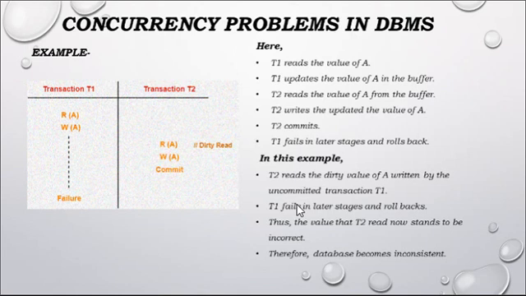Then T2 writes on data item A and commits it. Now we see transaction T1 fails. Due to the failure and rollback of transaction T1, transaction T2 will be in an inconsistent state. Therefore, it is called a problematic situation.